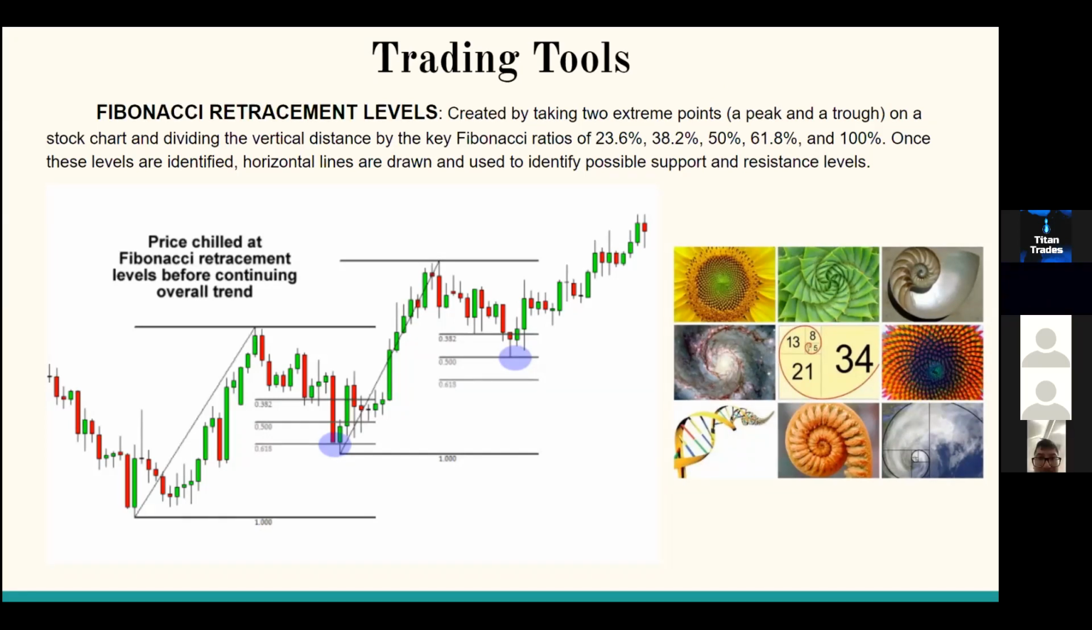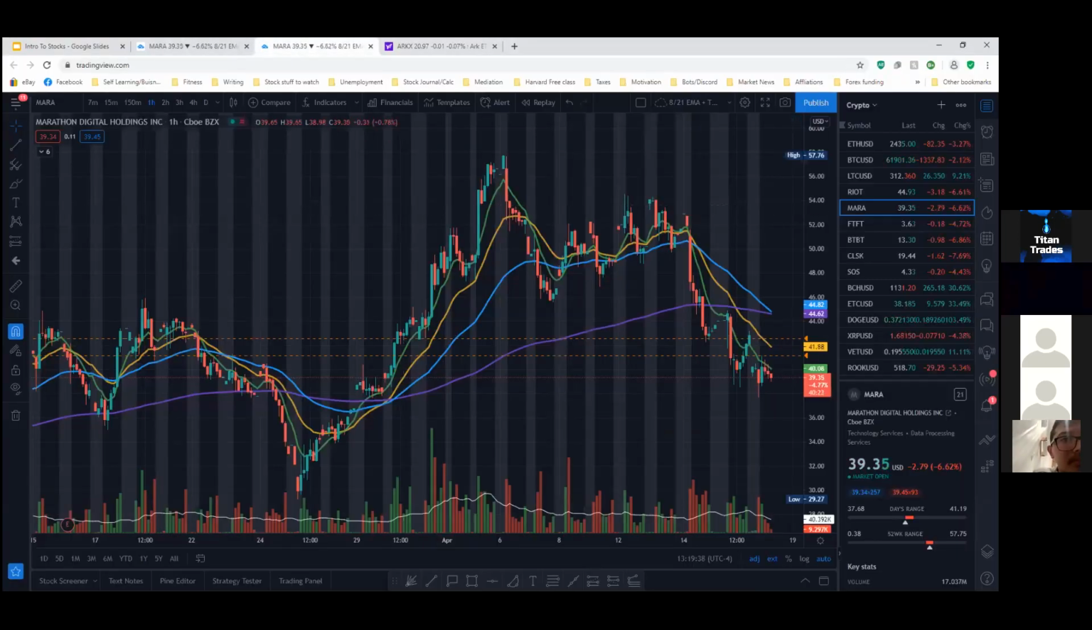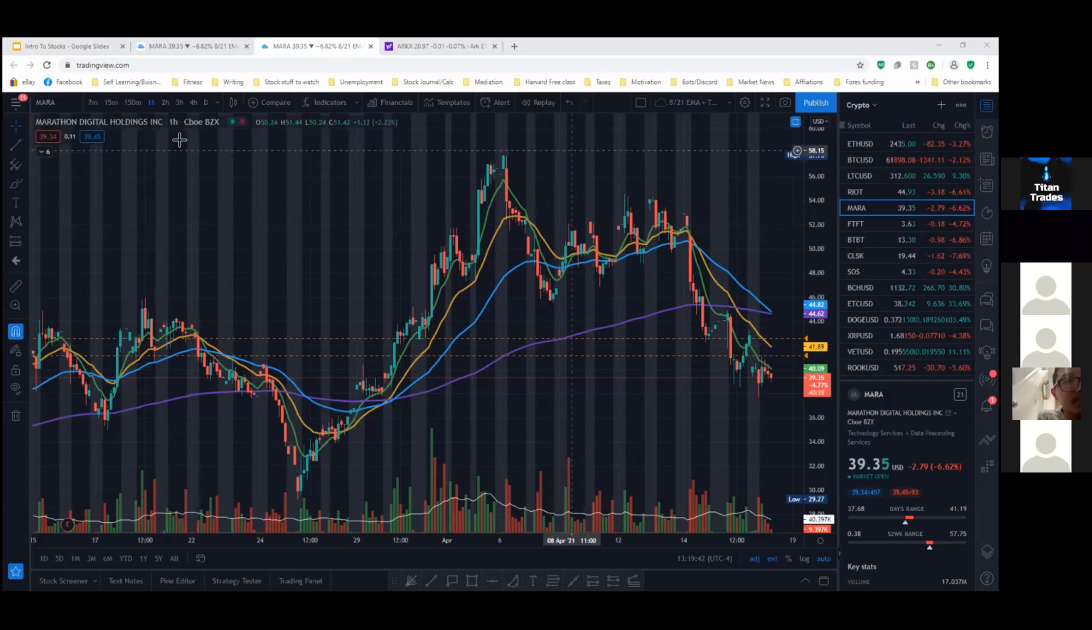I'm going to switch over to TradingView real quick. Can everyone see my screen now? Coolio. All right. So just give me a ticker. Give me any ticker. We'll do some fibs. Zoom, gotcha.